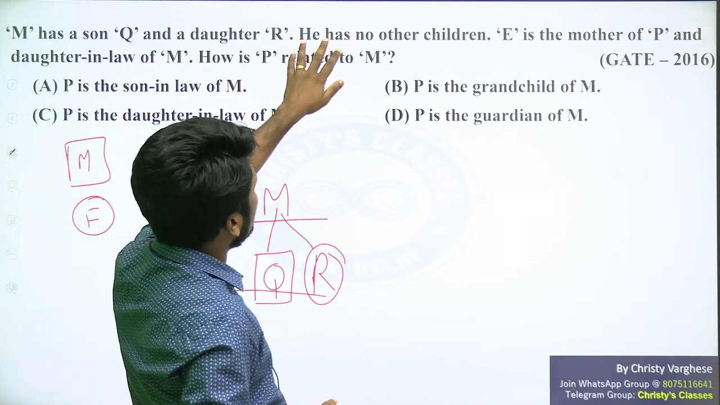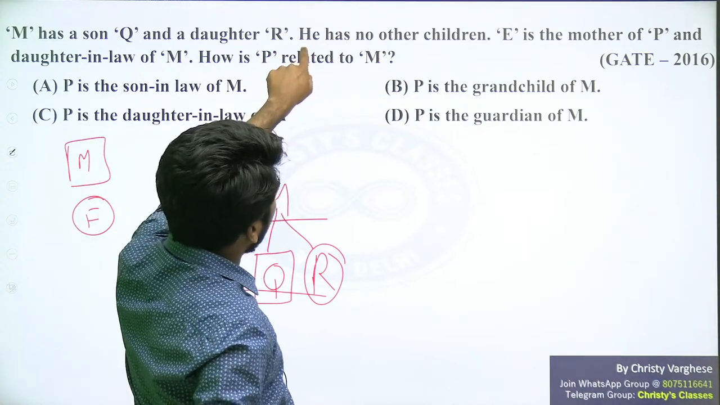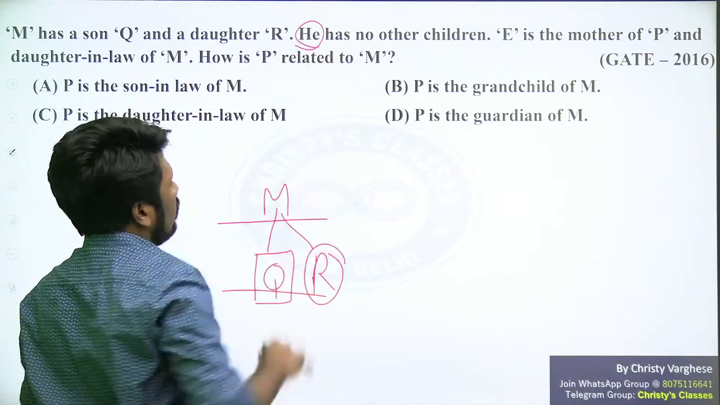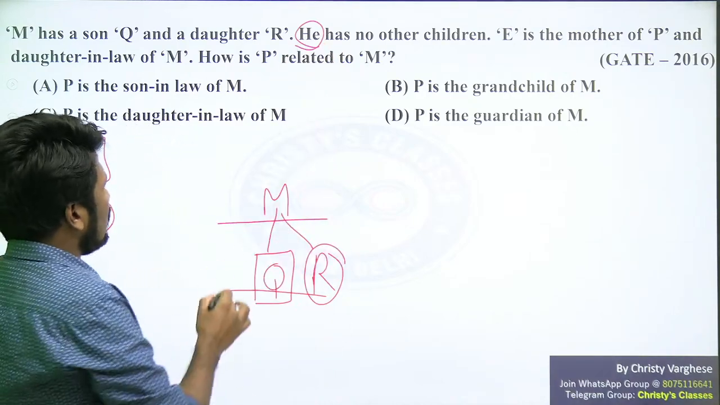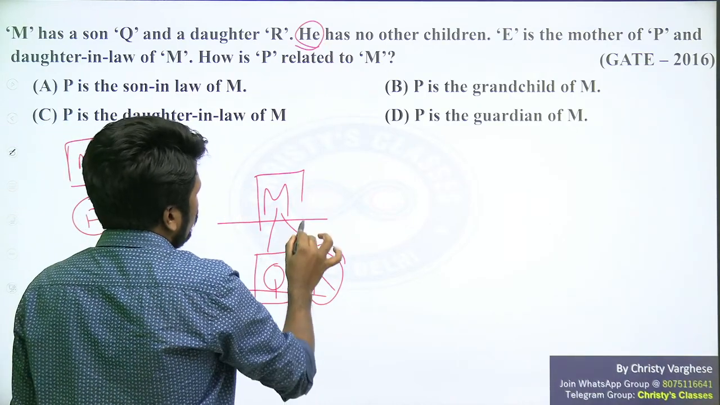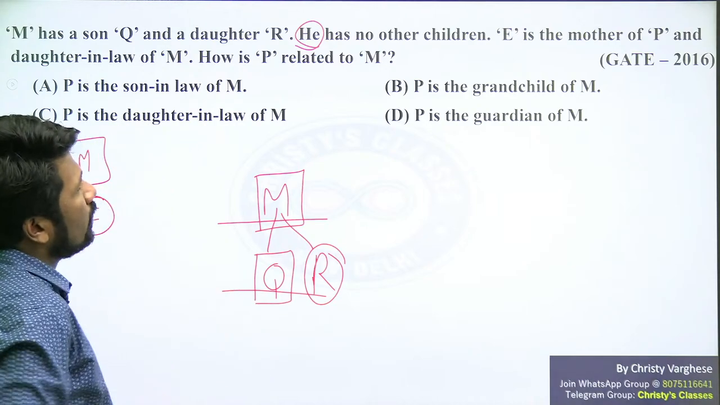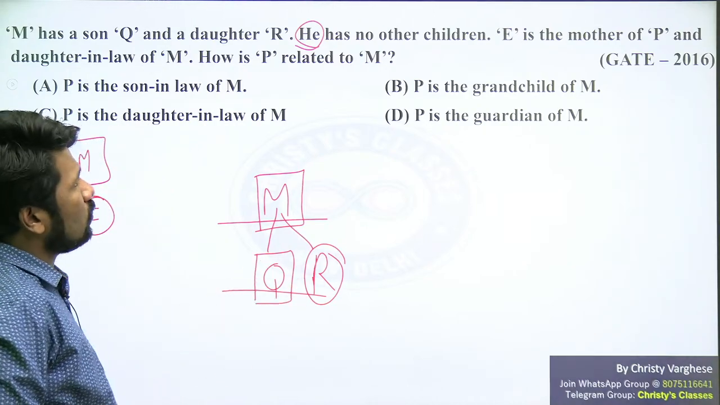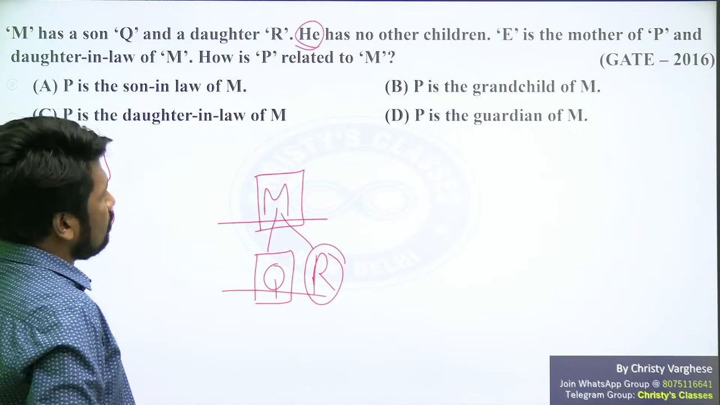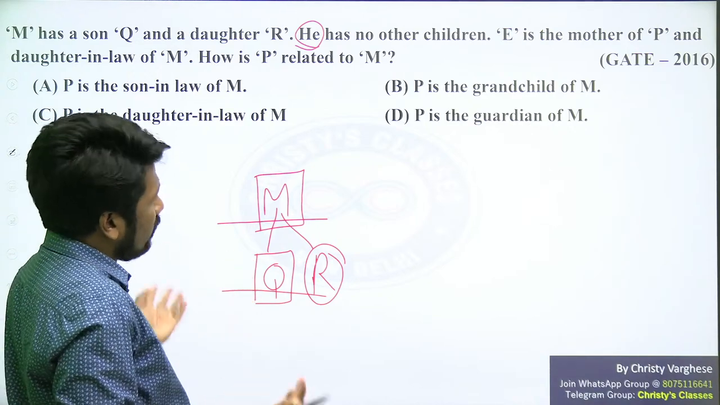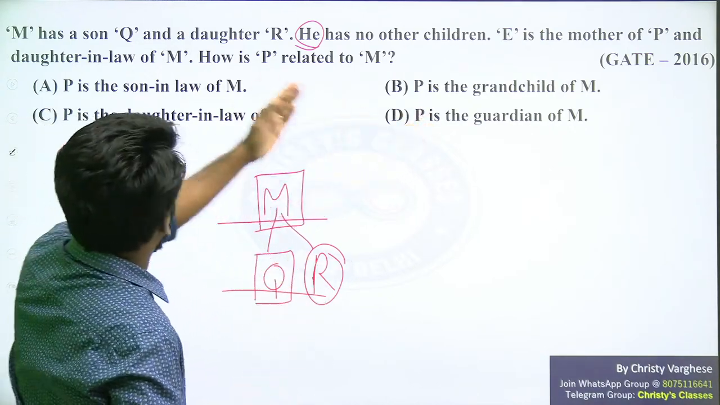People are called siblings. He has no other children. The pronoun he denotes that M is definitely a male person. So now you know the gender of M. No other children, so these are the only two children. E is the mother of P. We don't know where E and P are. So let us read further.